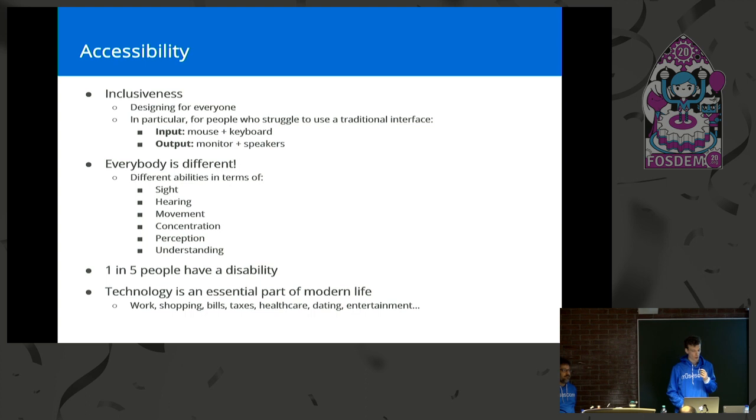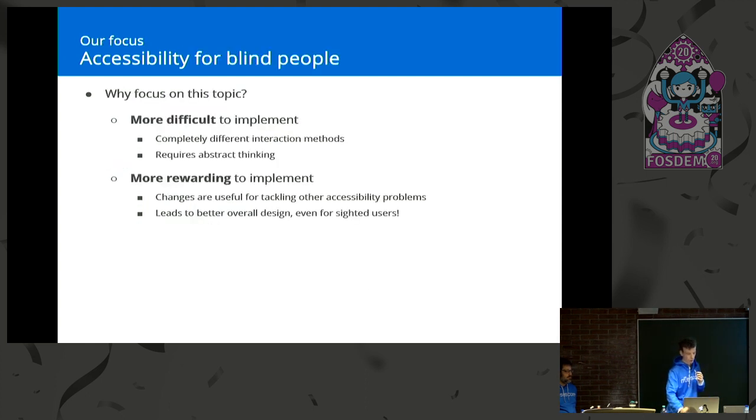And 1 in 5 people have a disability, so it's quite common. And we all know that technology is an essential part of modern life. But our focus is going to be on accessibility for blind people, and the reason for that is that it's one of the most difficult forms of accessibility to implement, because we're not just adapting our interface, it's a completely new interface that's not based on visual interaction at all.